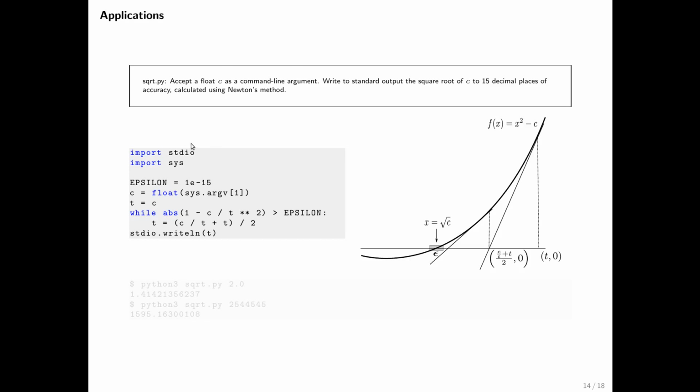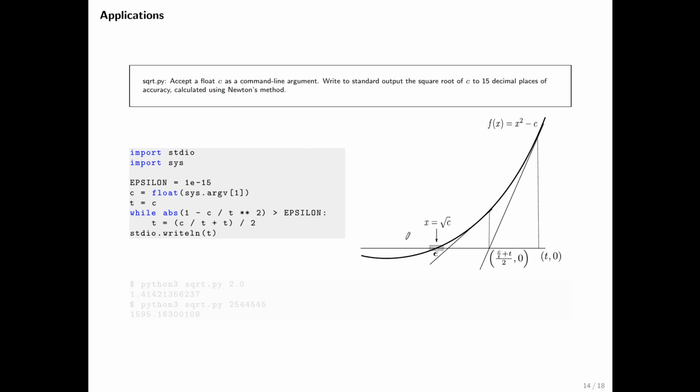Our next application is called sqrt.py, and what this program does is it accepts a floating point number c as a command line argument and simply calculates the square root of c up to 15 decimal places and prints that result out. So if c is 2, it's going to calculate the square root of 2 up to 15 decimal places as the output. This program calculates the square root of a number using what is called Newton's method of successive approximation. Here is how it works.